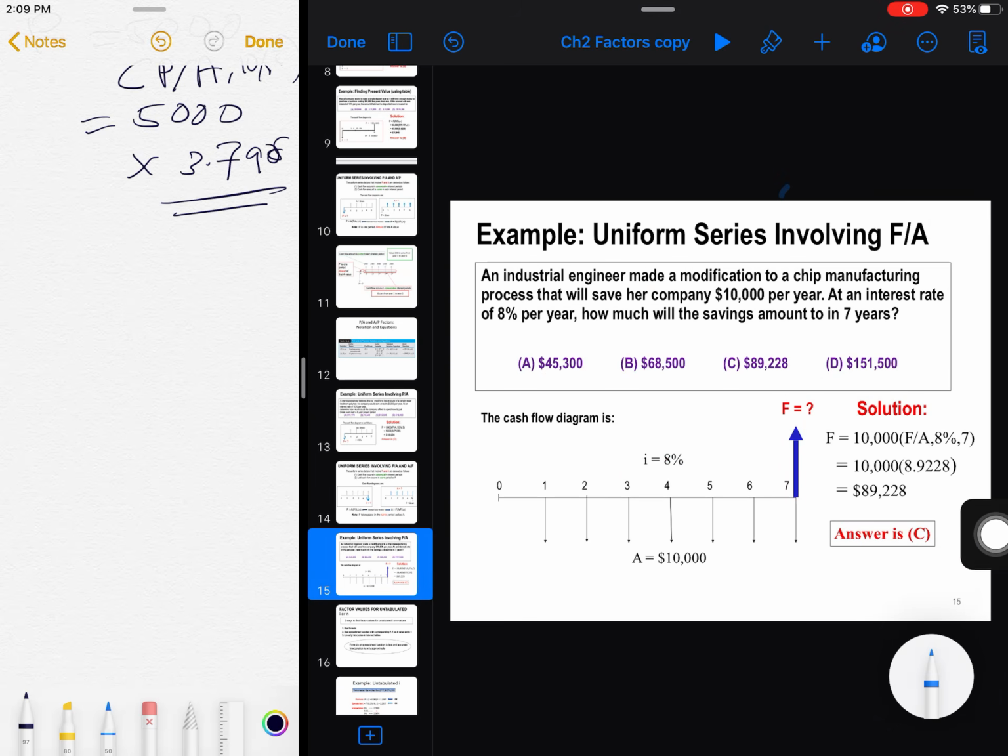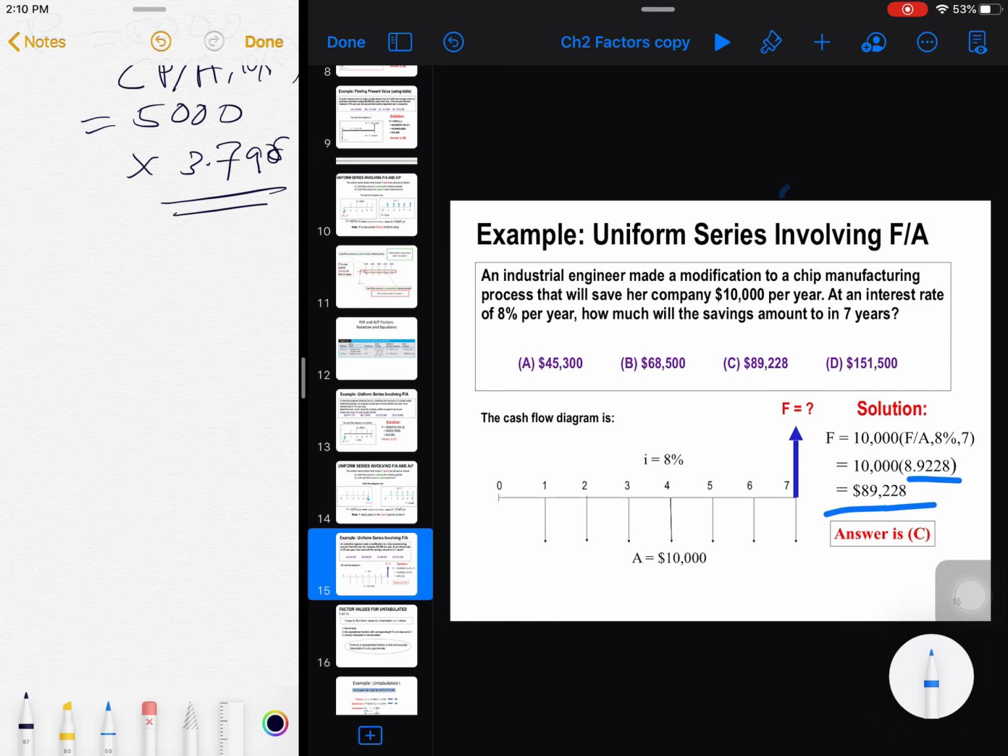So we will use the table over here. We want to find F. F equals $10,000 times F over A, 8%, 7. Okay, 1, 2, 3, 4, 5, 6, 7.